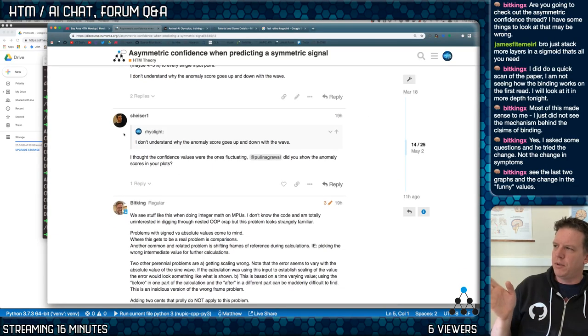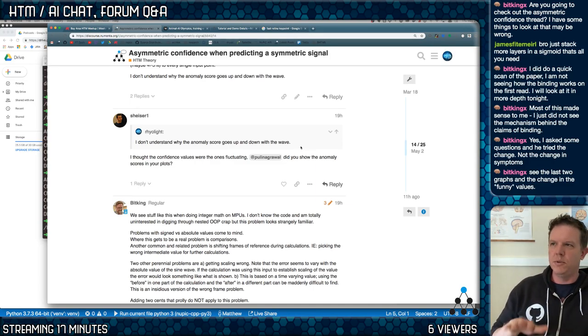But what I was saying is, I don't understand why anomaly score goes up and down with the wave, unless it has something to do with it being unsure about, anyway, let's read through what BitKing said.